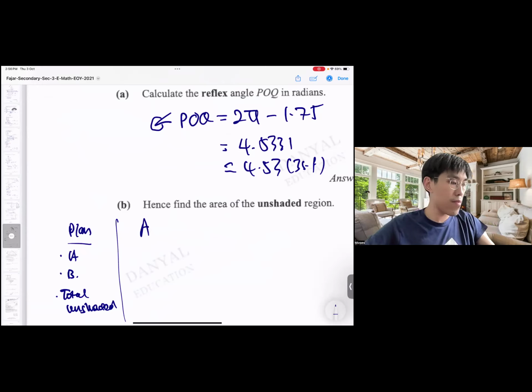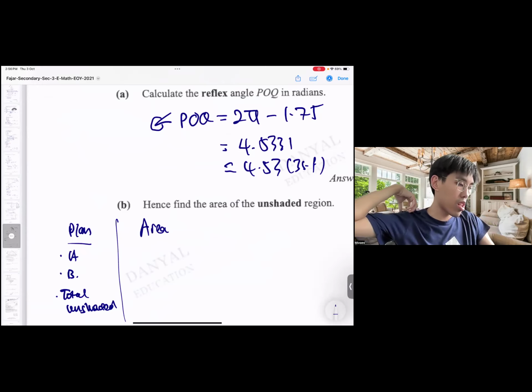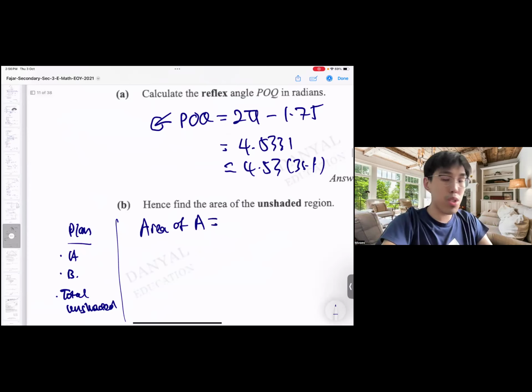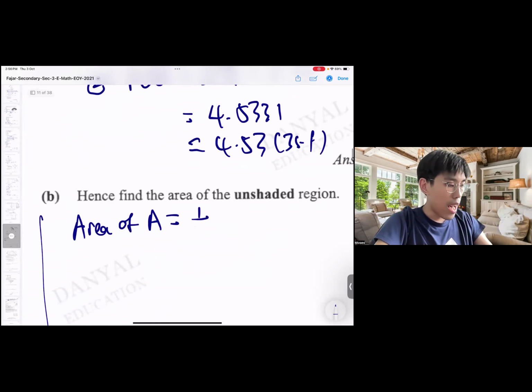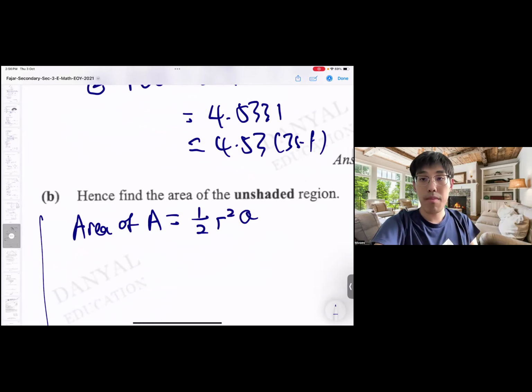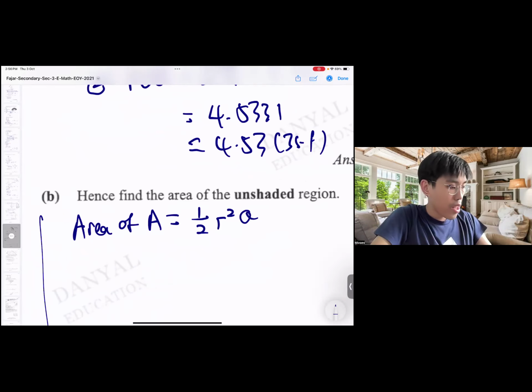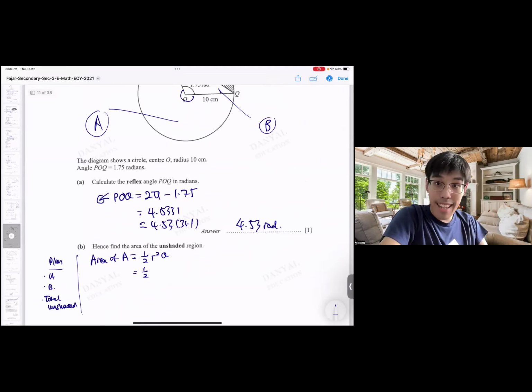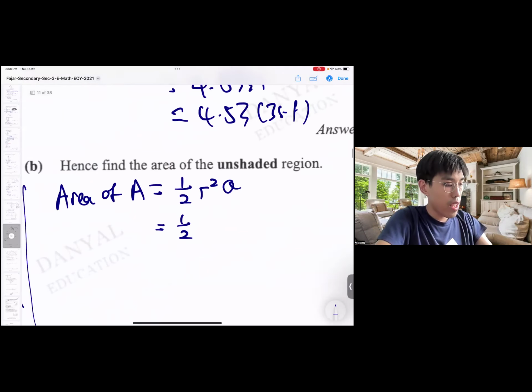So we find the area of A. What is the formula? Half r squared theta. The good thing is that you do not need to memorize this. It's given in the formula sheet, but you must know it's there. So you can go and refer. So half. What's my r? Is my r given? r is 10. So straight away just sub in.